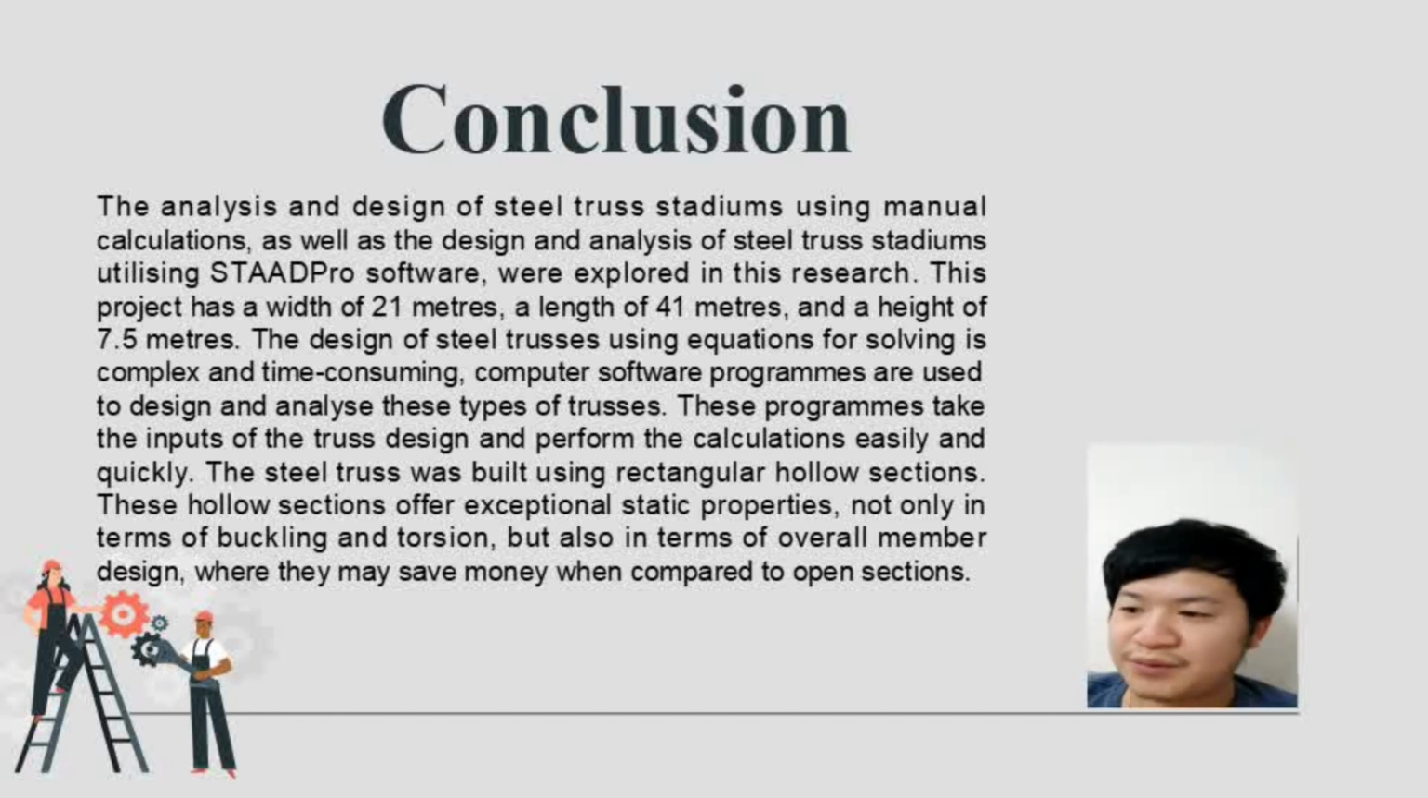The steel truss was built using rectangular hollow sections. This hollow section offers exceptional static properties, not only in terms of buckling and torsion, but also in terms of overall member design, where they may save money when compared to open sections.